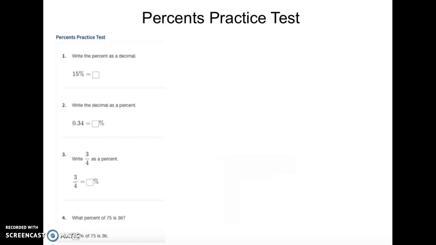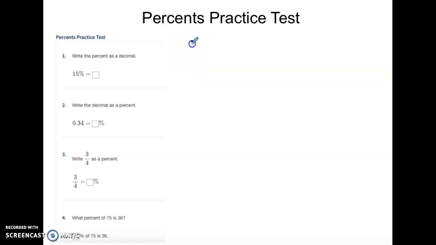So I'm going to go through the percents practice test you took today. If you use this practice test to study, you will be prepared for tomorrow's test. So let's take a look at question number 1. Write the percent as a decimal.